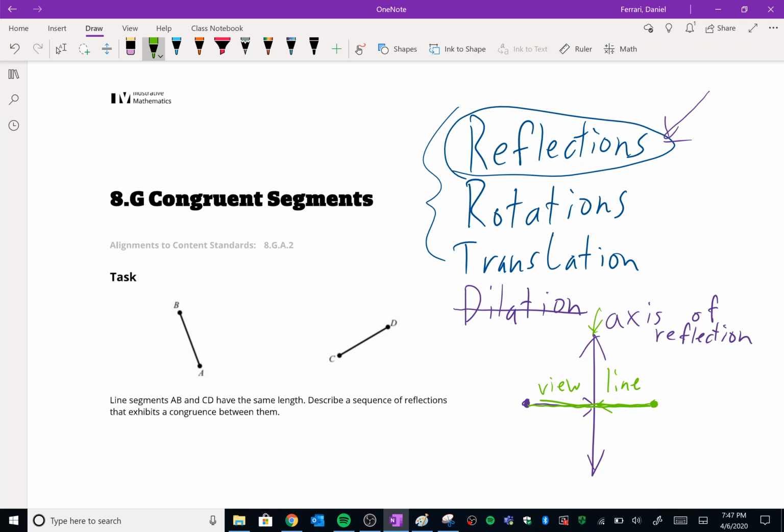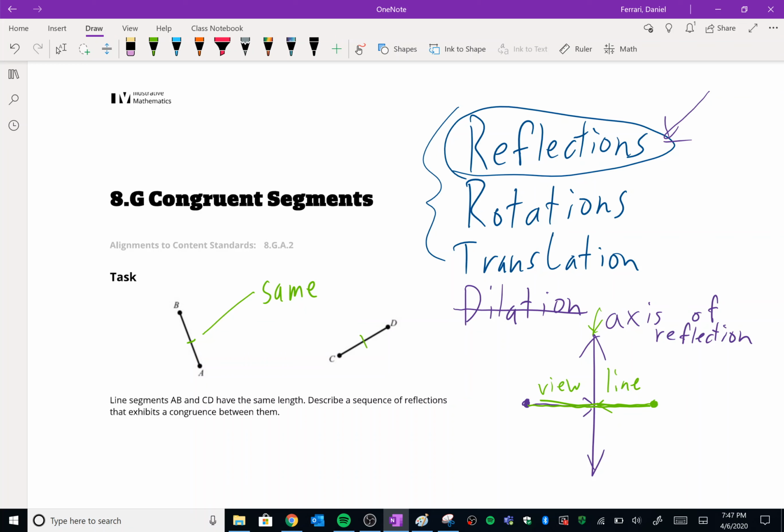All right, so now with that quick review of reflections, let's go in and look at the actual problem itself. So, our task. Line segments AB and CD have the same length. Okay, so that's good. We know that AB and CD are the same. I'm going to mark them with what you call congruency marks. This is just another way of saying that these are the same or equal. Okay? So, we're going to describe a sequence of reflections. So we are only allowed to reflect. That means we're only allowed to flip something over a line, just like we were just showing over there. Describe a sequence of reflections that exhibits a congruence between them.